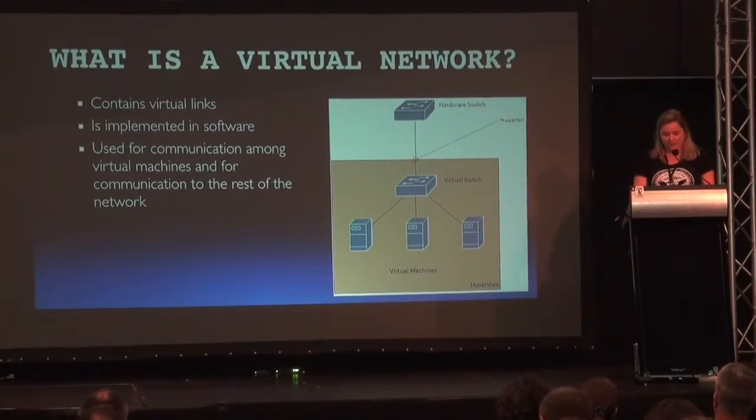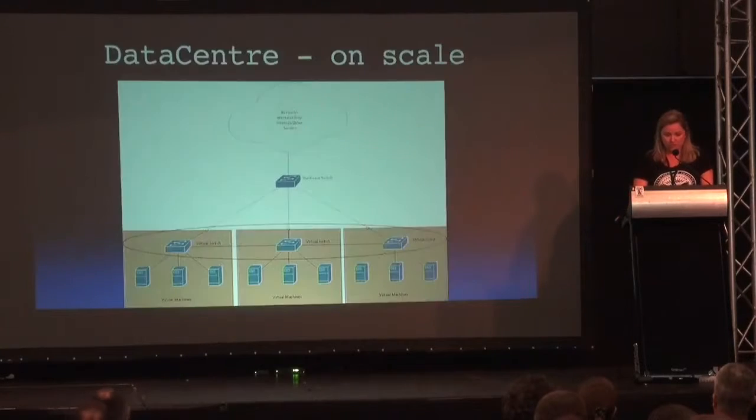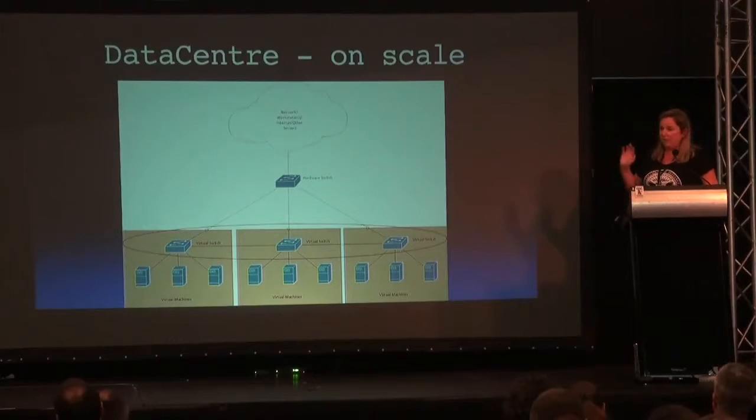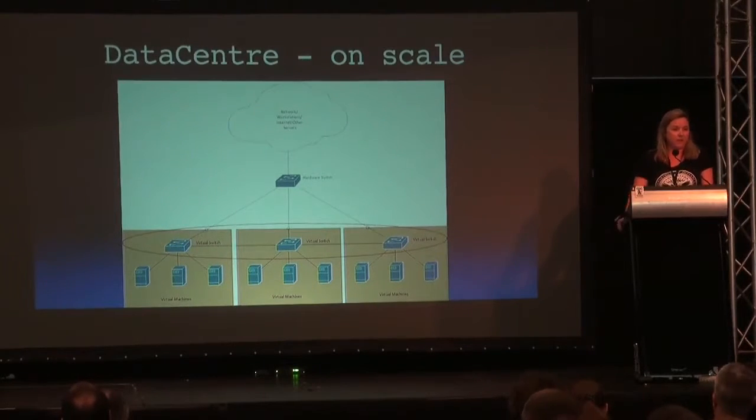In my diagram there, the red circles the virtual switch. So it's used for communication between virtual machines, and then it usually has a hardware link out to the rest of the network. So on scale, it would be something like this, where you have multiple virtual switches, or these could be replaced by a distributed virtual switch or NSX.